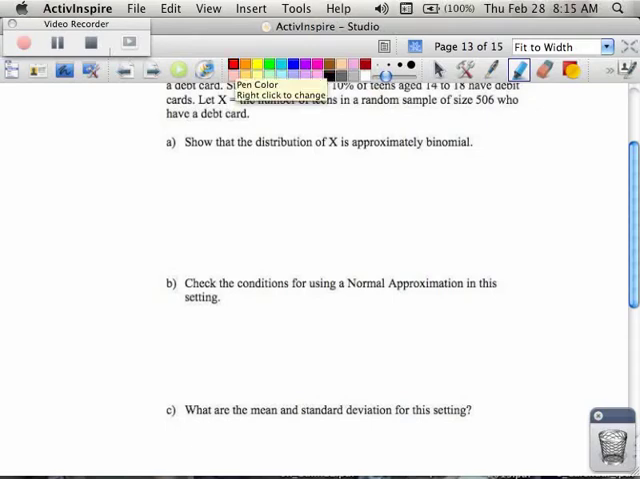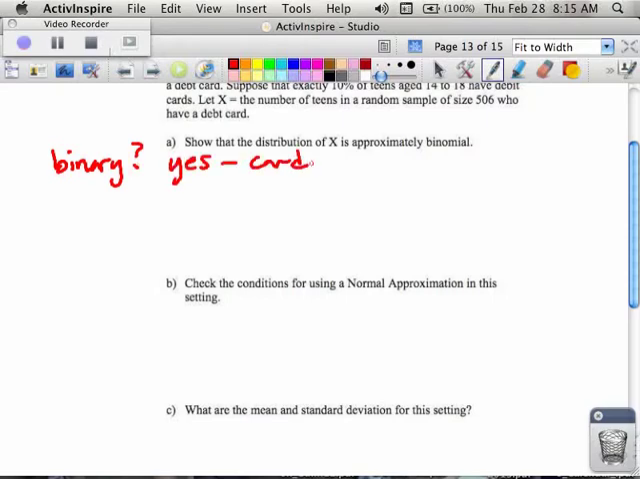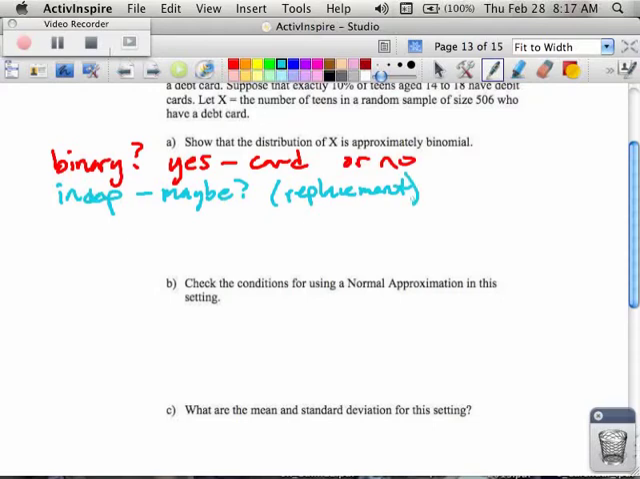Number one, the first thing is, is it binary? Yeah. Either yes, they have a card, or no, they don't. Second question was, are they independent? Kind of iffy to me. I'm going to say maybe. When you take a kid out in the sample, the likelihood of the next kid being asked, the probabilities aren't the same, because you're not replacing that kid back into the pool, where you could pick that same kid over again. So this is the replacement thing. So maybe it's not, I don't know. That's kind of confusing to me, I guess. But I would say that since the sample of more than 500 is large, probably.